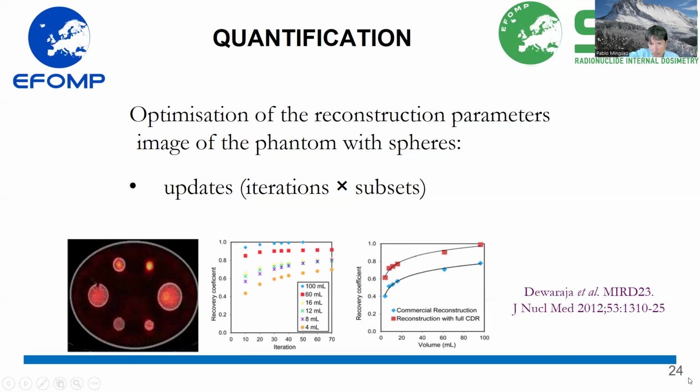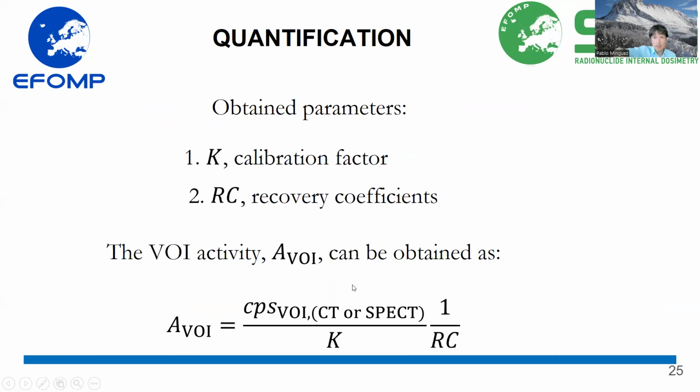So we optimize the number of iterations as a compromise between the activity recovery and the noise in the image. Here on the right-hand side, we can see how if we include the correction for the collimator and the detector, we also get a better recovery coefficient, a better recovery of the activity. So now we can calculate the activity as the count rate in the organ or in the lesion divided by the calibration factor and the recovery coefficient for that volume.